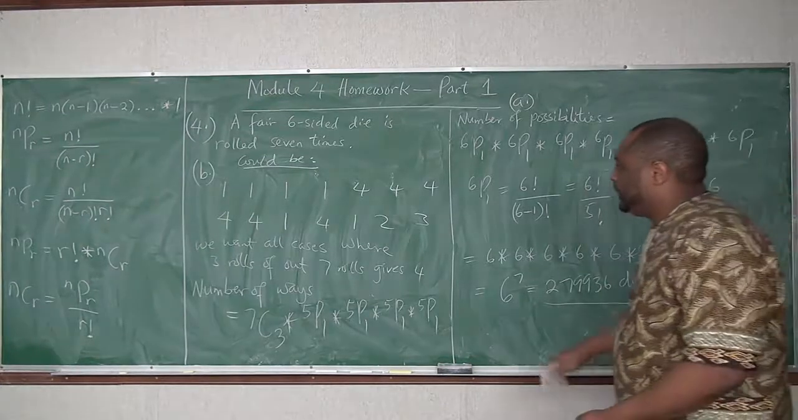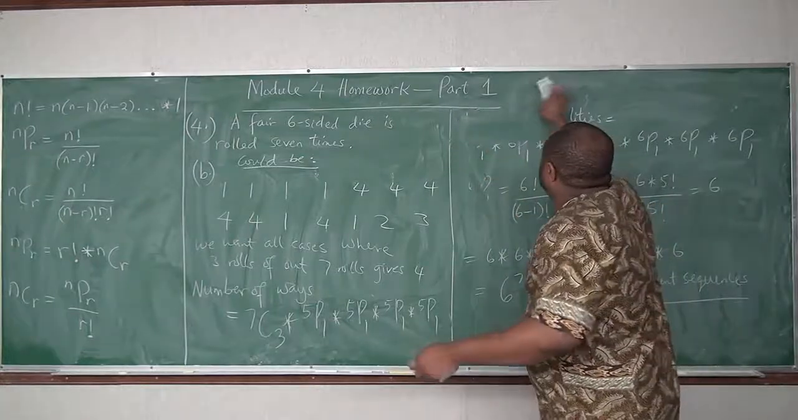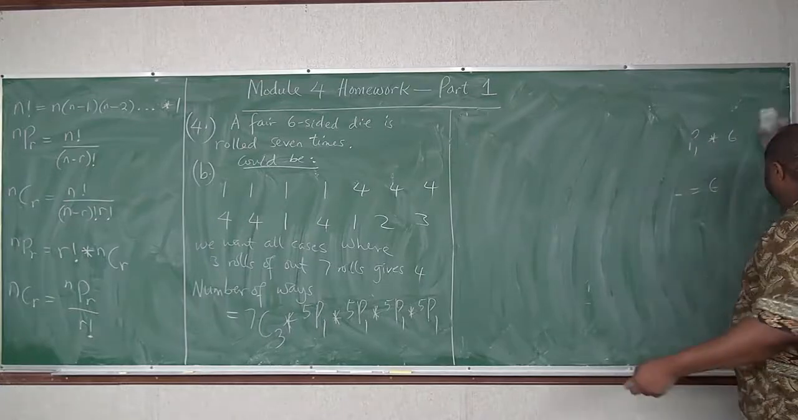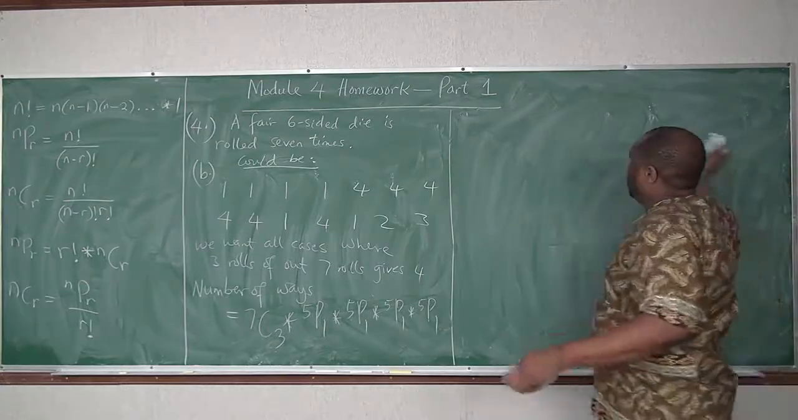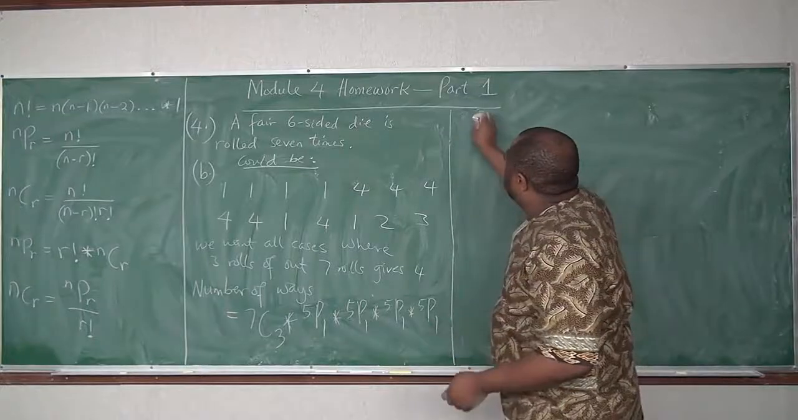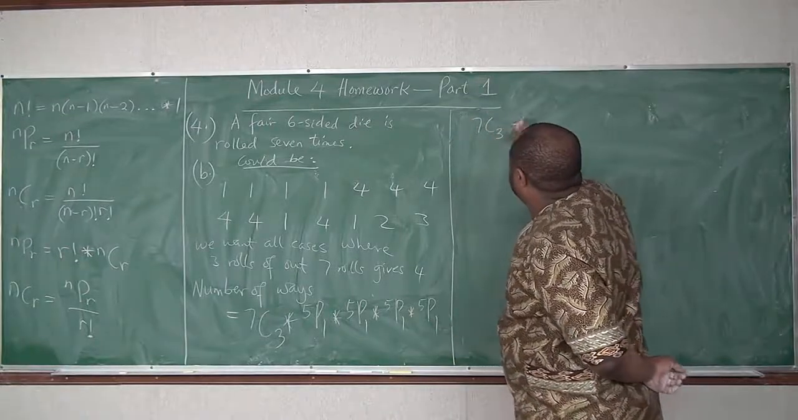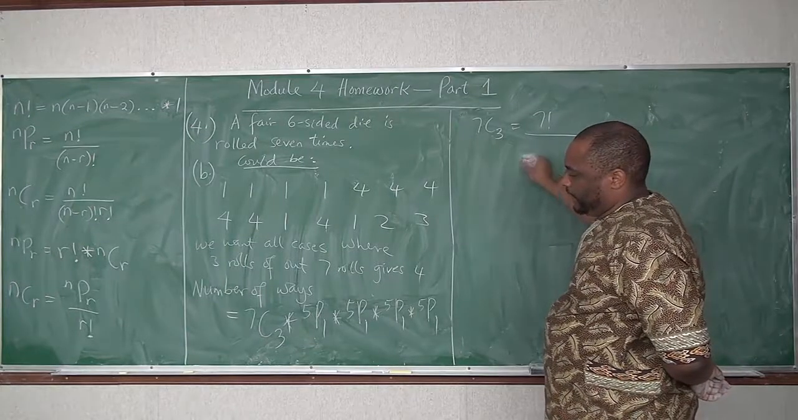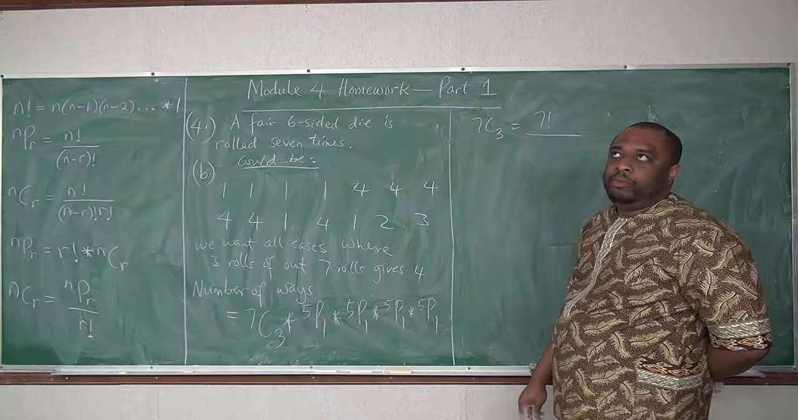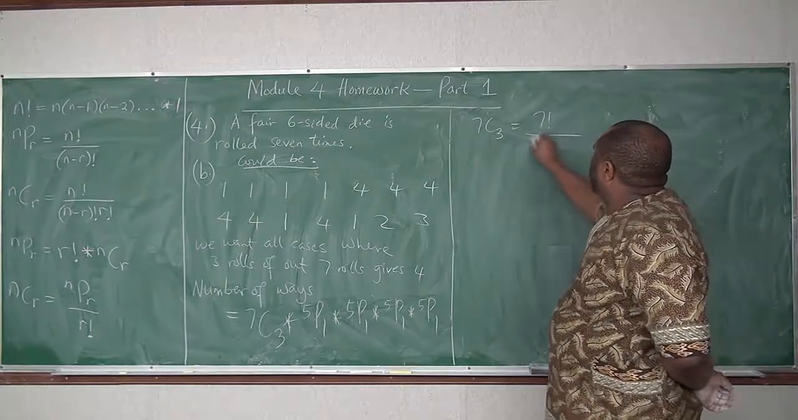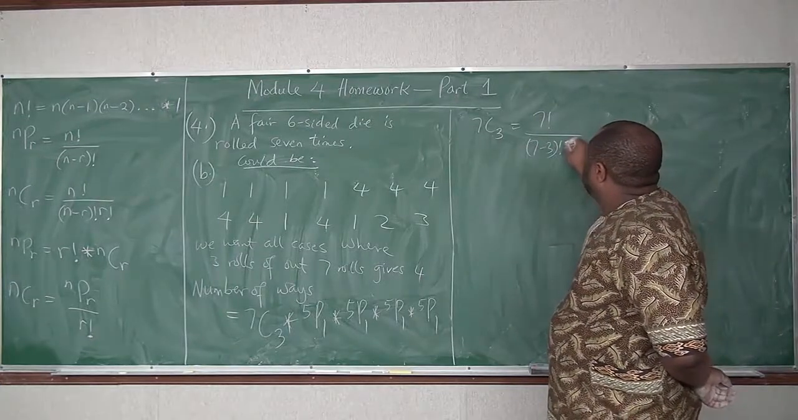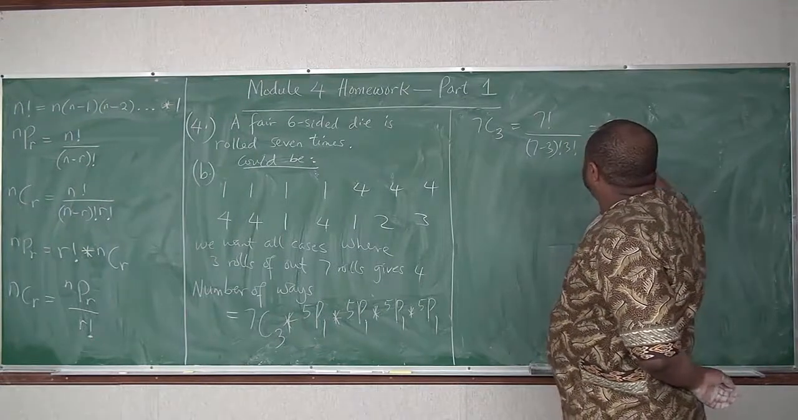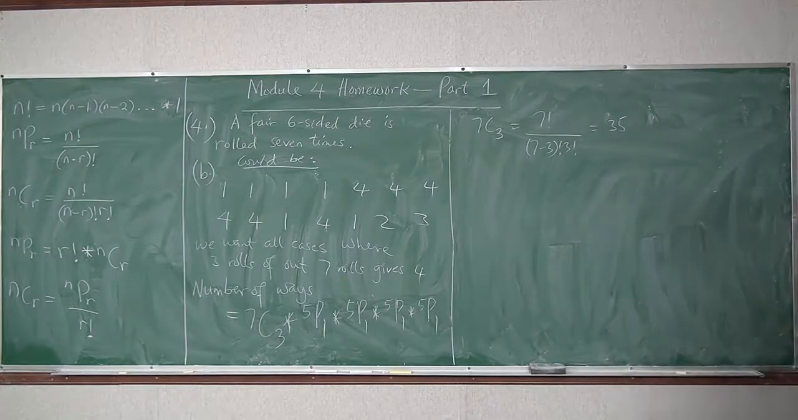Okay, so let's finish it. This will now give us 7 choose 3, which is 7 factorial over 4 factorial times 3 factorial. We've done 7 choose 3 before, right? We got 35 when we did it earlier on.